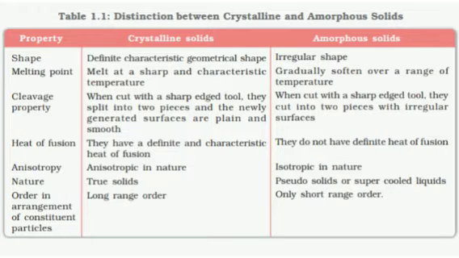Distinction between crystalline and amorphous solid. Shape: in a crystalline solid, there is a definite characteristic geometrical shape, whereas in amorphous solids, there is an irregular shape. Melting point: in crystalline solids, the melting point is sharp and at a characteristic temperature. In amorphous solids, it gradually softens over a range of temperature.